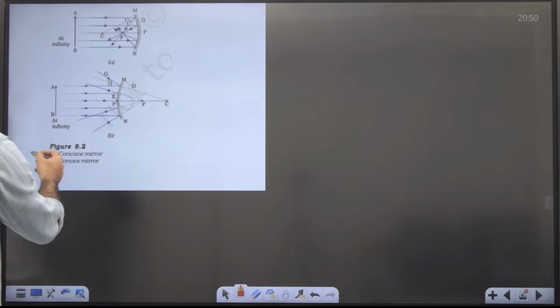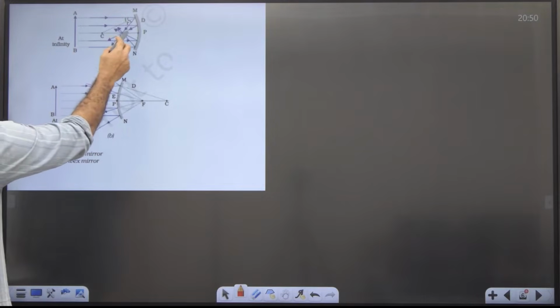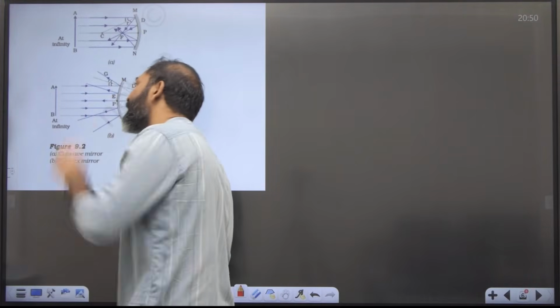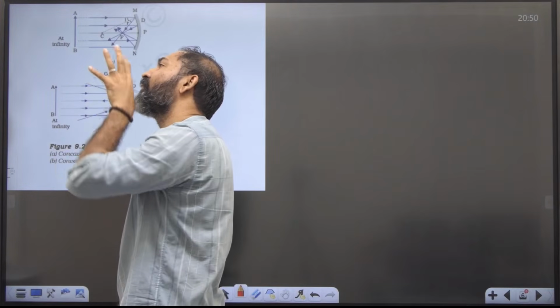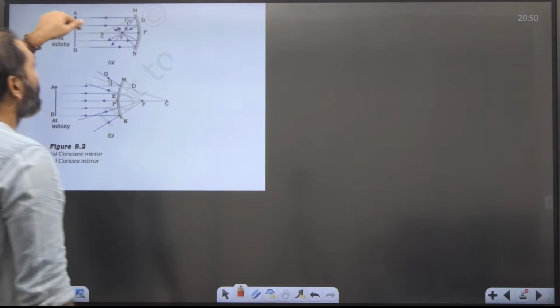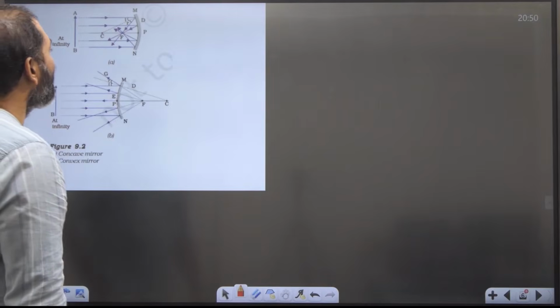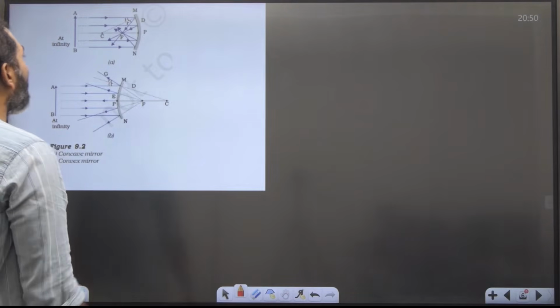See, here the object is at infinity. Light from the object after reflection from the mirror converges to a point on the principal axis. This point on the principal axis is the principal focus. The same thing happens in the next case. A narrow parallel beam of light, parallel and close to the principal axis, after reflection from the mirror, appears to diverge away. When you look from this point, it appears to diverge away in the case of a convex mirror. This narrow parallel beam of light, after reflection from the mirror, converges to a point on the principal axis in the case of a concave mirror.